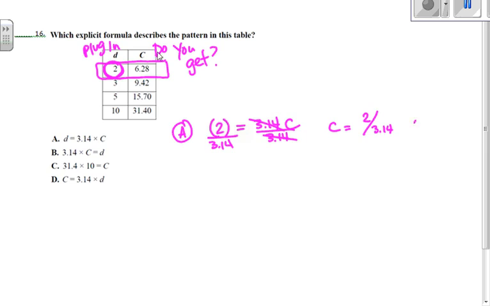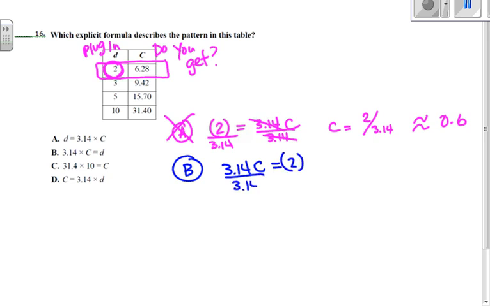So basically, A is not it, okay? Now then look at B. B says 3.14 times C is equal to D, which I said, well, we're going to put 2 in. This is essentially the same problem as A. You end up having to divide by 3.14, and you have C is equal to 2 over 3.14, which is approximately equal to, same thing, 0.6, which means B is not the answer either.